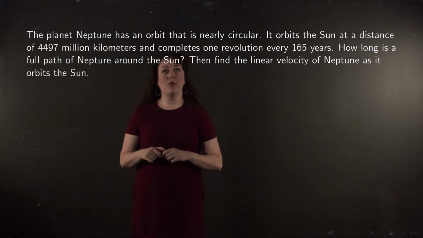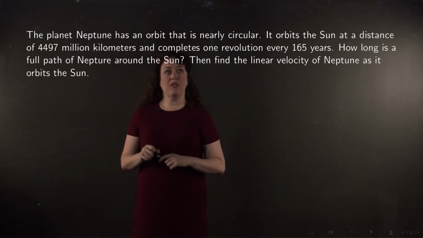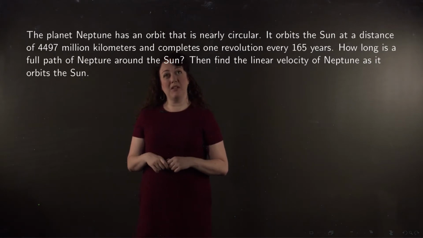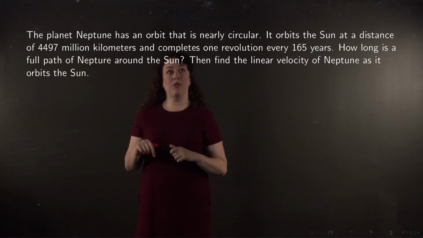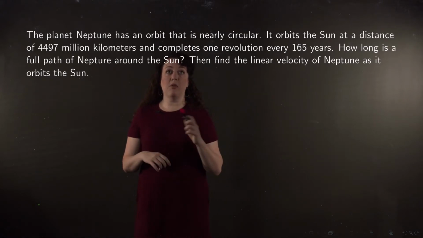All right, our planet Neptune has an orbit that is nearly circular, so we can just use a circle to describe it. It orbits the sun at a distance of 4,497 million kilometers and completes one revolution every 165 years. Our first question is, how long is the full path of Neptune around the sun?